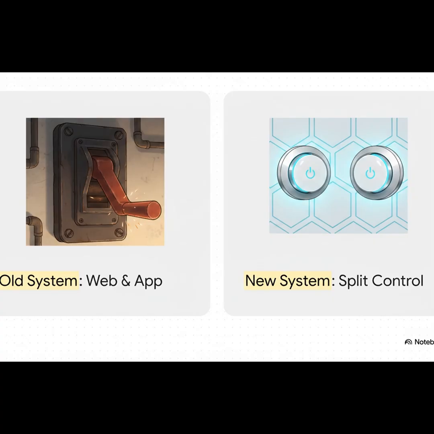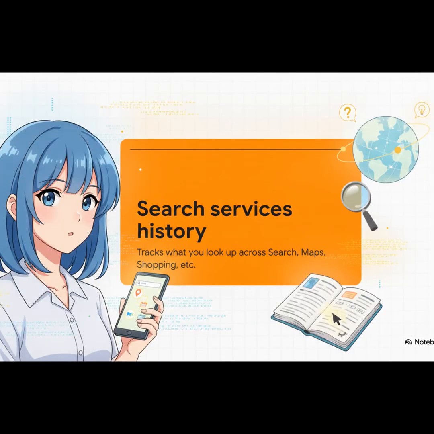But under the new system, Google is officially splitting that master switch into two totally independent settings: search services history and personalized recommendations. Going back to our house analogy, they are replacing that single master breaker with individual light switches for different rooms. Let's define that first new switch, search services history.